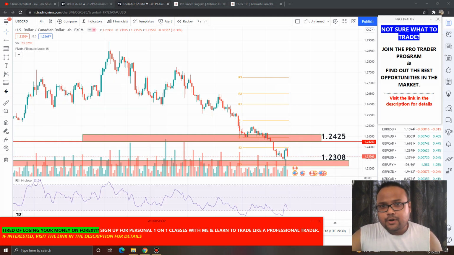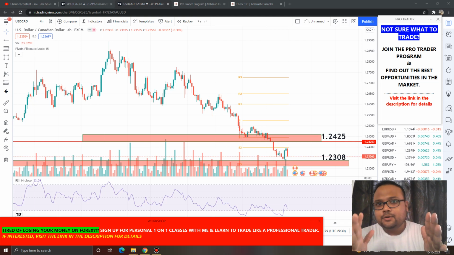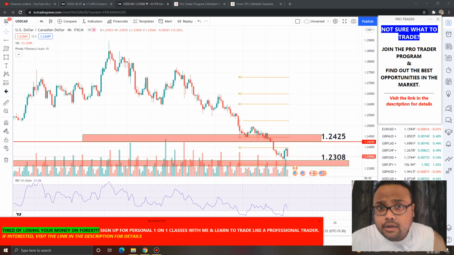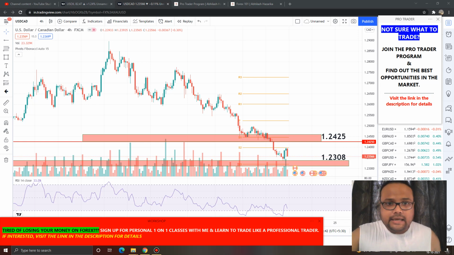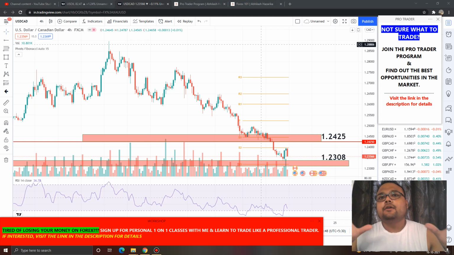As we all know, the basic thumb rule of the market is follow the trend. Whether you're trading stocks, forex, or a commodity, it doesn't matter. It means that if the market is in an uptrend, you should mainly look for buying opportunities, and if a market is in a downtrend, you should mainly look for selling opportunities. As USD CAD is in a downtrend, we should mainly look for selling opportunities, respecting the trend of the market.